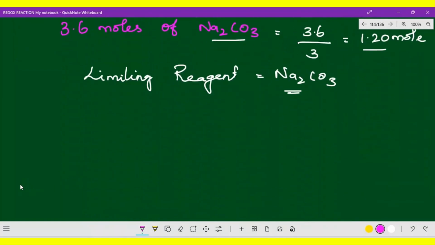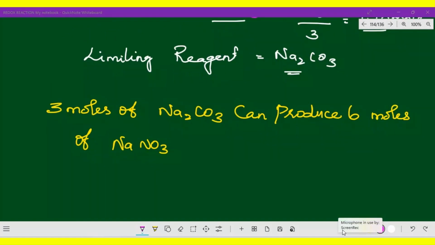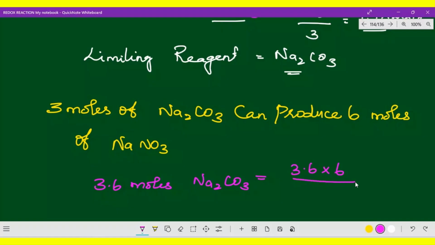Right. Now come on, let us check that. Let me write the point so you can understand. 3 moles of sodium carbonate can produce 6 moles of sodium nitrate NaNO3. Therefore, 3.6 moles of sodium carbonate can produce how much? So cross multiplication, right? Like 10 apples cost this much, therefore 1 apple costs that. So 3.6 into 6 divided by 3.